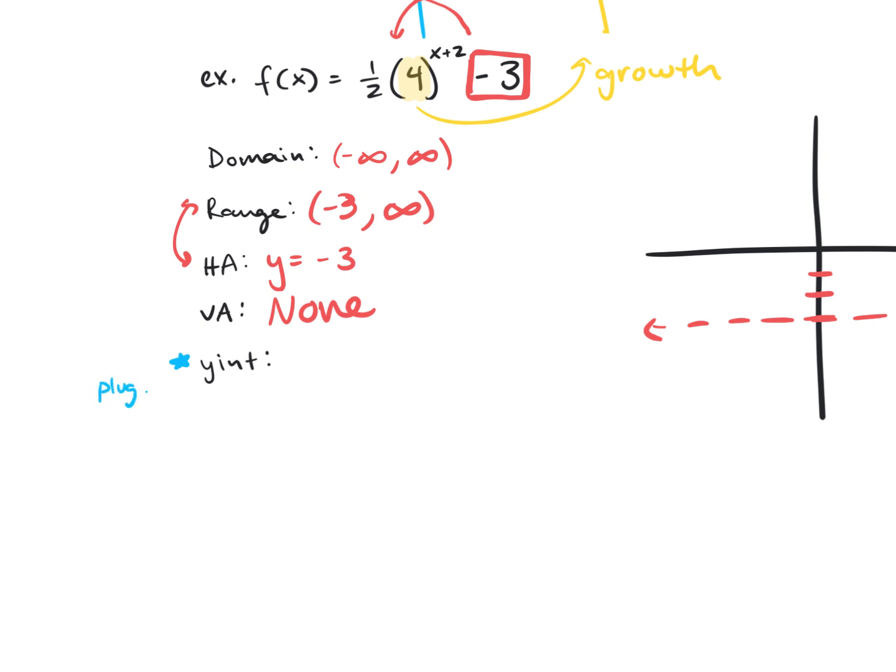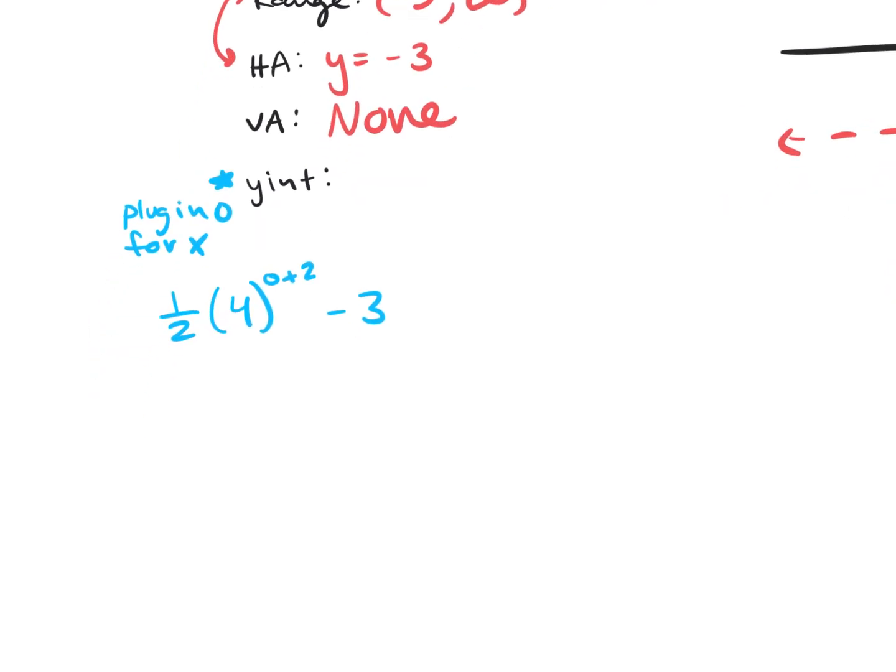Awesome. Plug in 0 for x. So we've got 1/2 times 4 to the power of 0 plus 2 minus 3. So 1/2 times 4 to the second power minus 3. Make sure you follow your order of operations. You have to do the exponent before you multiply. Yeah. 4 squared would be 16.